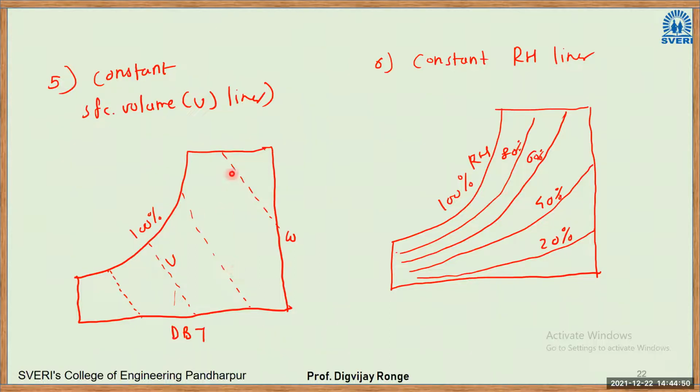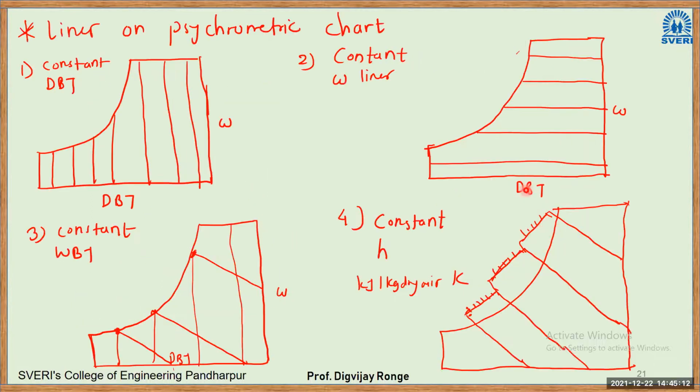That also I have shown you. Dashed lines were for the constant specific volume lines. And here it was constant RH lines. That also I have shown you. First we have to obtain the RH curve of saturated conditions. Then you can obtain other RH curves like 80 or 60 or 40 or 20%. So these are the curves present on the psychrometric chart. Okay, any doubt up to this point?